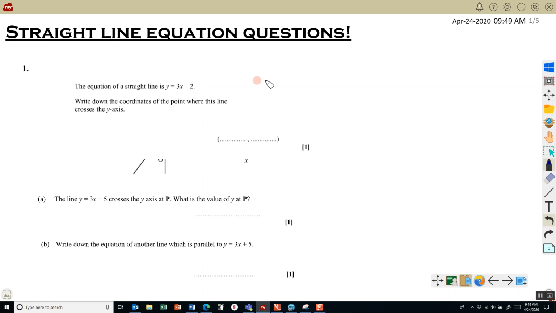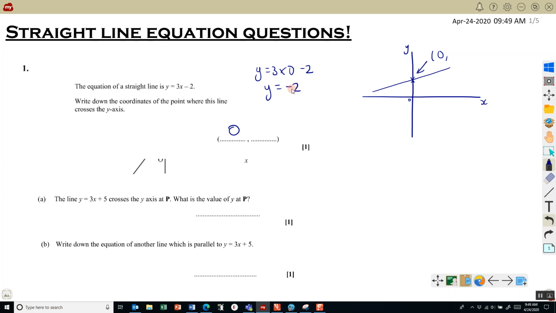So, equation of straight line, y equals 3x minus 2. Write down the coordinates where it crosses the y-axis. Just to be clear, there's your x-axis, there's your y-axis. When a straight line crosses the y-axis, what is the x value? The x value is 0, and we're trying to find out what the y value is. When x is 0, 3 times 0 is 0. The y value is minus 2. And hopefully you can see this is our y-intercept. So that is where it crosses the y-axis, okay?